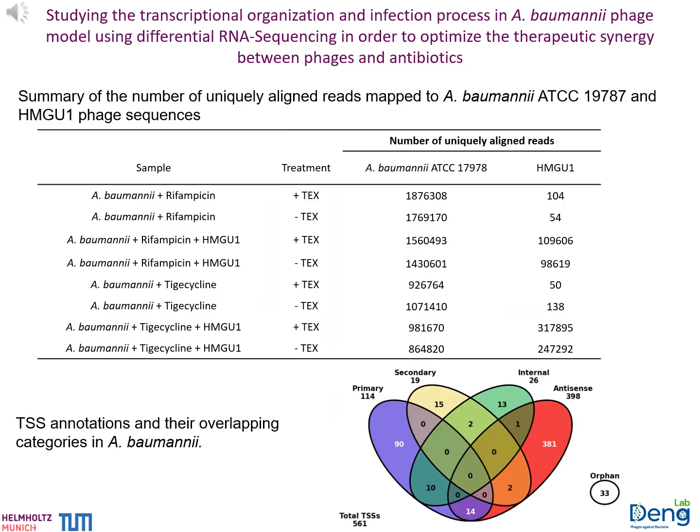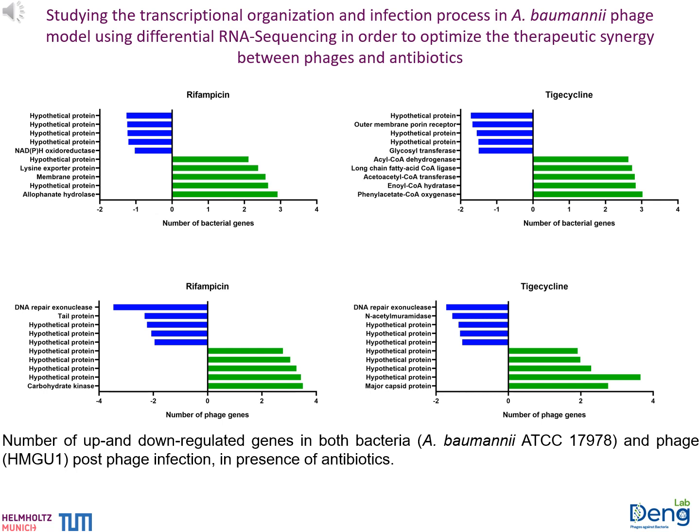From our analysis of the differential RNA-seq data, we could conclude the number of uniquely aligned reads mapped to the bacterial and phage genomes, while the transcription start site annotation of the bacteria genome provided an insight on the overlap between the primary, secondary, internal, antisense, and orphan transcription start sites. Our preliminary results showed that different genes are differentially expressed in each treatment. However, the expression of hypothetical proteins with unknown functions is prevalent in all treatments.